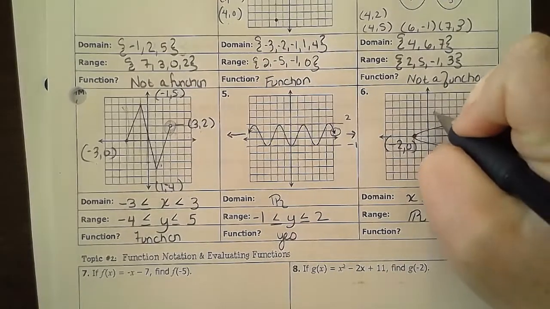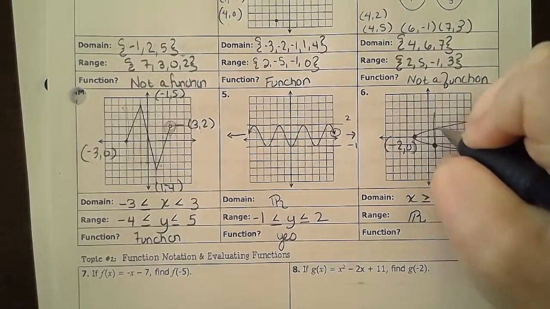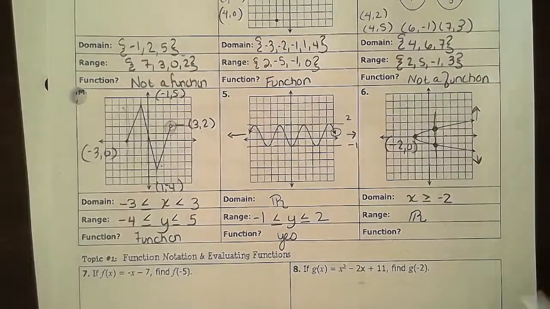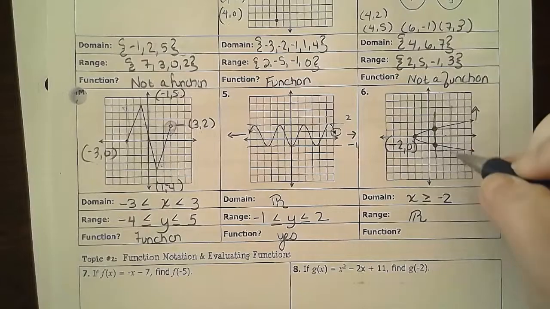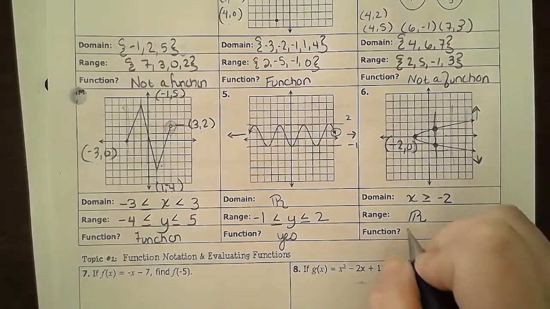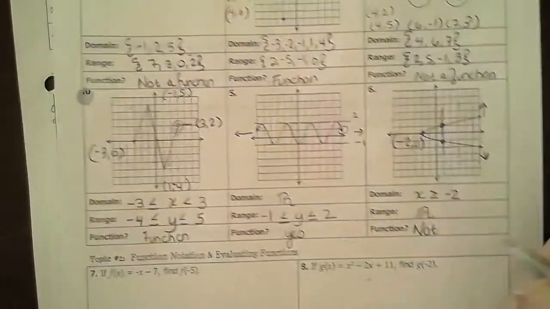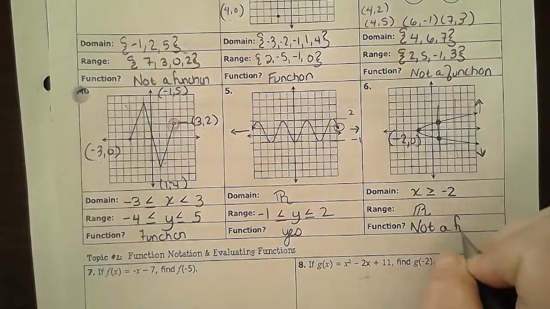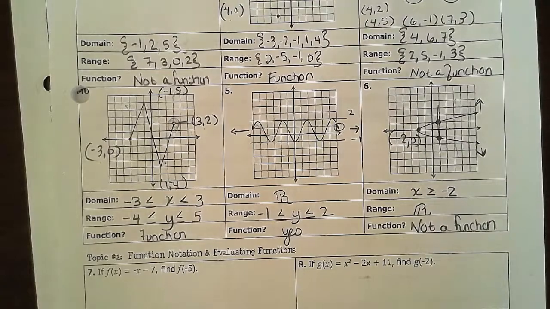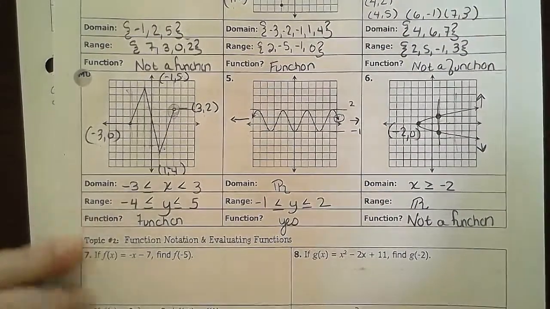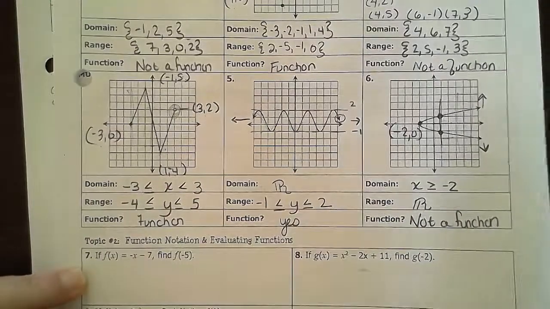Now, does this pass the vertical line test? It does not. Do you see how I hit this graph in 2 points whenever I draw a vertical line? So that is not a function. So that's basically domain and range of continuous and non-continuous functions.